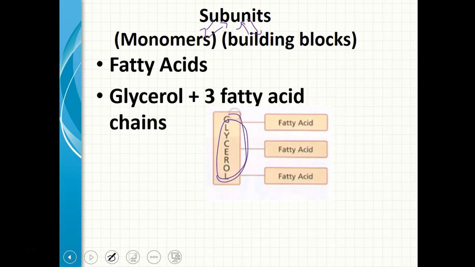And glycerol is an alcohol. Okay? It is an alcohol and you can dissolve it in water. And then it has 3 fatty acid chains.